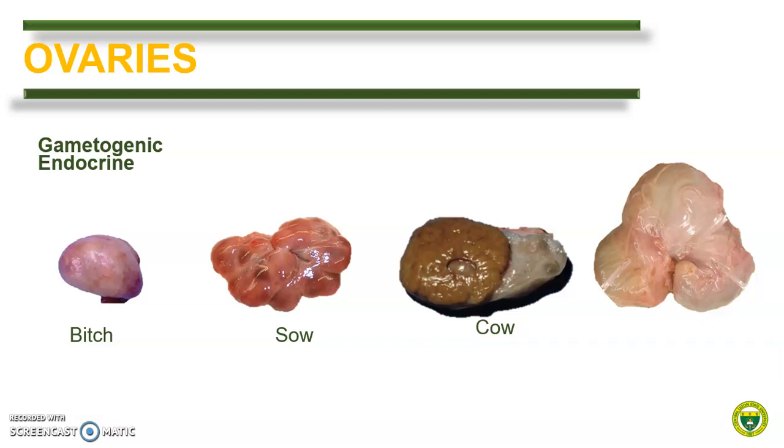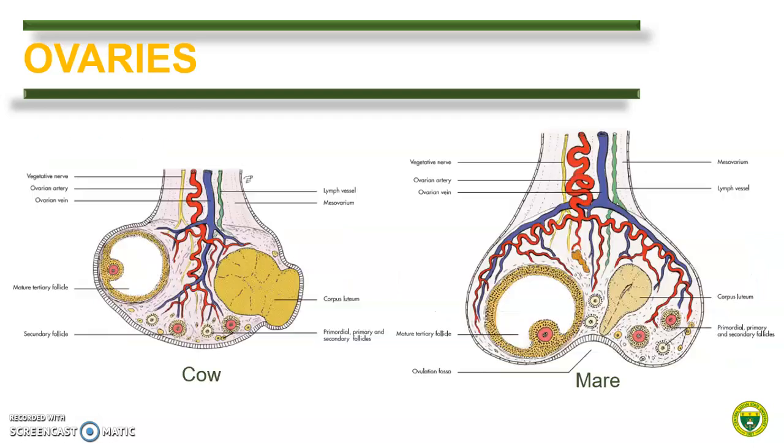Just to show you, here is a cow ovary with the mature corpus luteum projecting from the surface. In the mare, the shape is different from the rest. It is kidney or bean shaped in appearance because of the presence of the ovulation fossa. This is a deep indentation at the free margin of the organ where all mature follicles rupture.